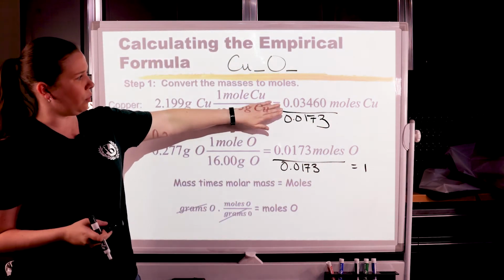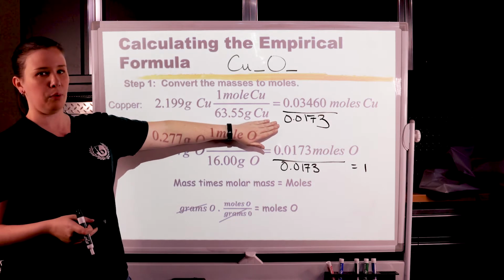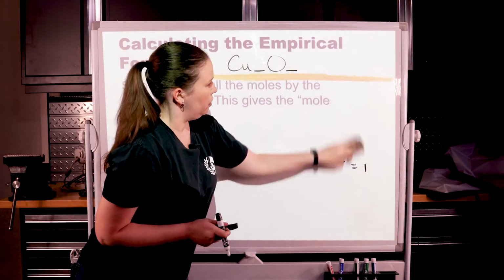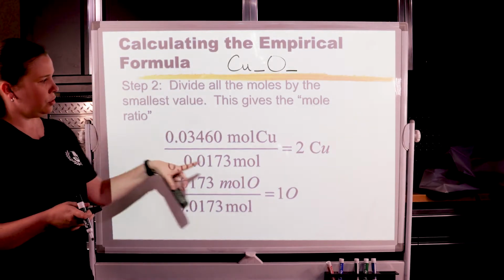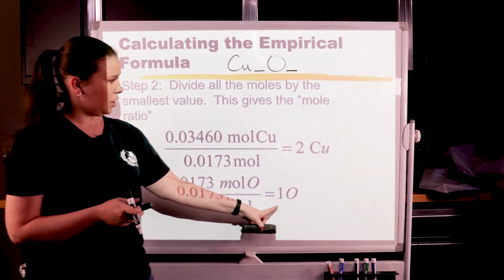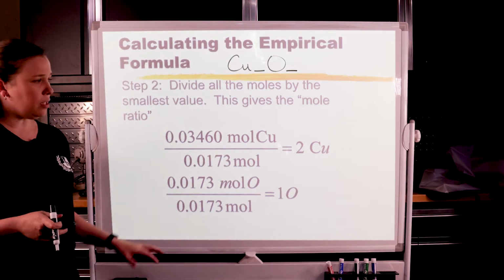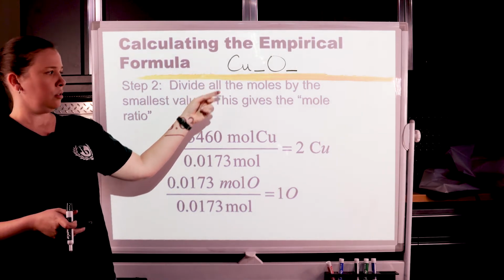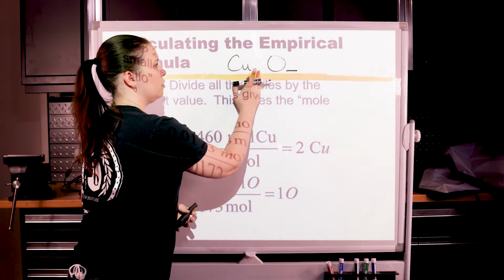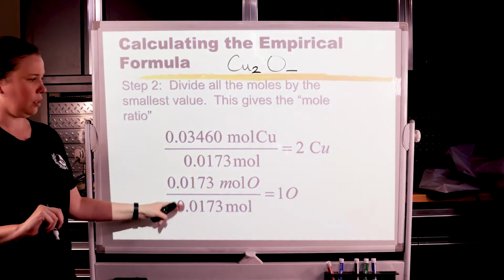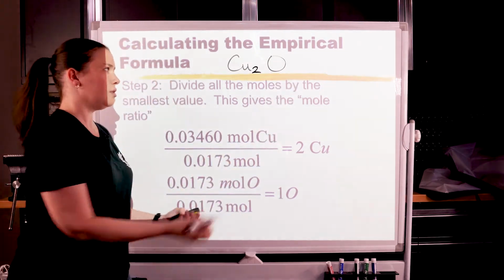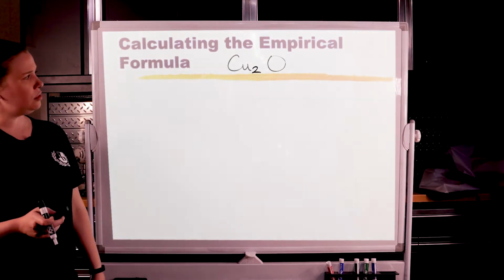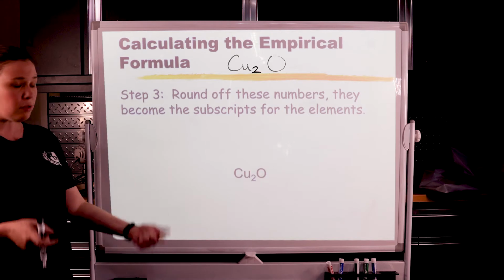So what is the 0.03460 divided by the 0.0173 from here? Once we set that up to divide by the lowest number of moles, you're going to get 2 coppers and 1 oxygen. So what does that really mean if I have 2 coppers and 1 oxygen? Remember, we were trying to find our subscripts. So how could I indicate that I have 2 coppers? With a subscript. And how could I indicate that I have 1 oxygen? With a subscript. And you know, we don't usually write the 1. So we would just write that as Cu2O for our final empirical formula.